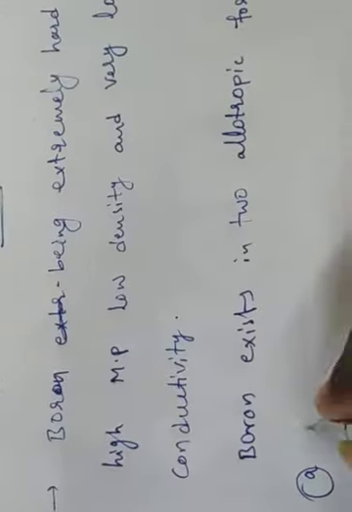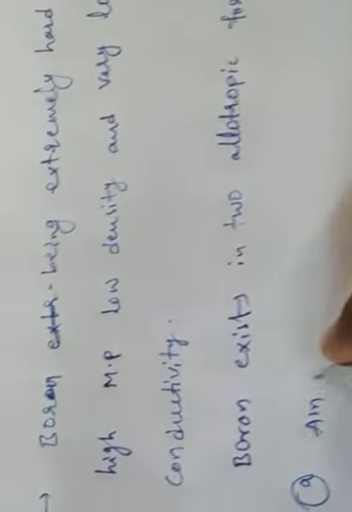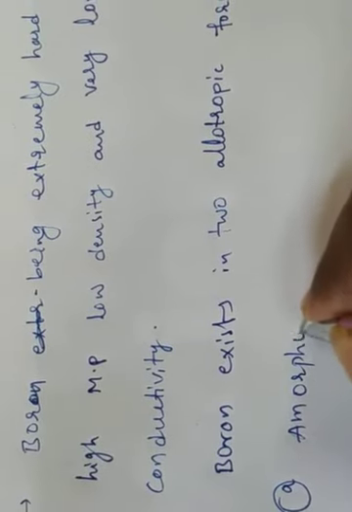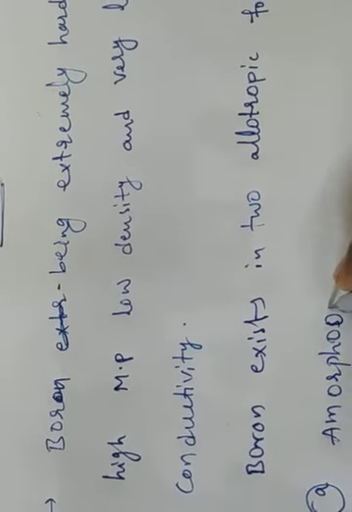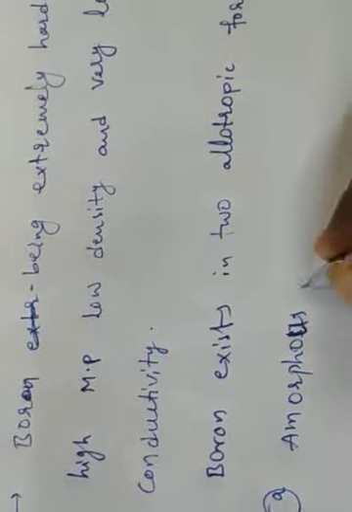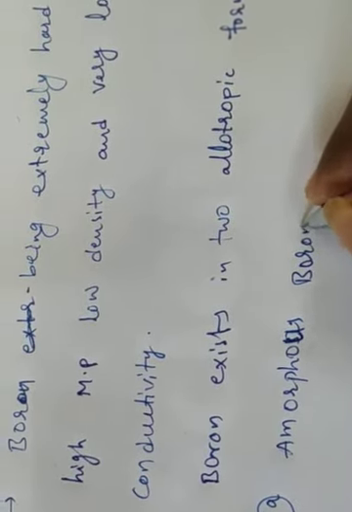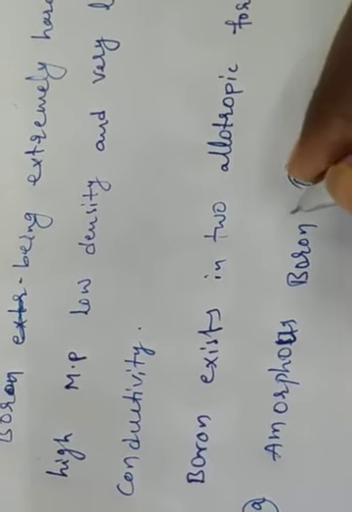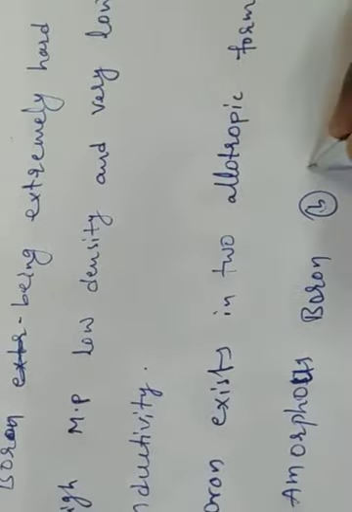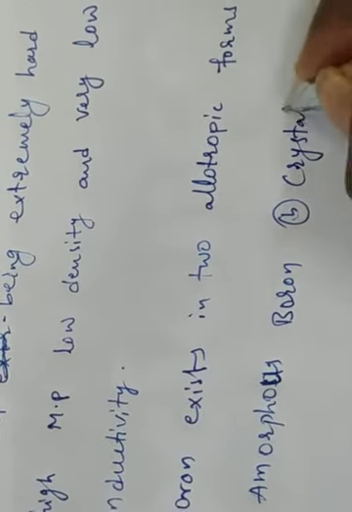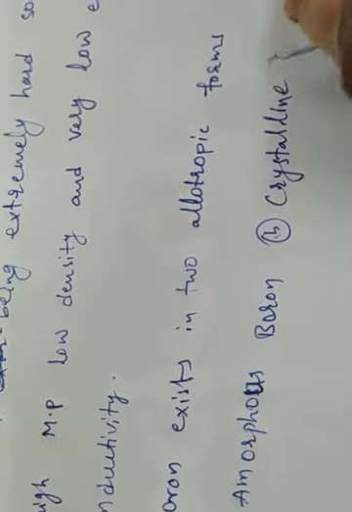One is amorphous boron, the second one is crystalline boron. Boron exists in two allotropic forms.